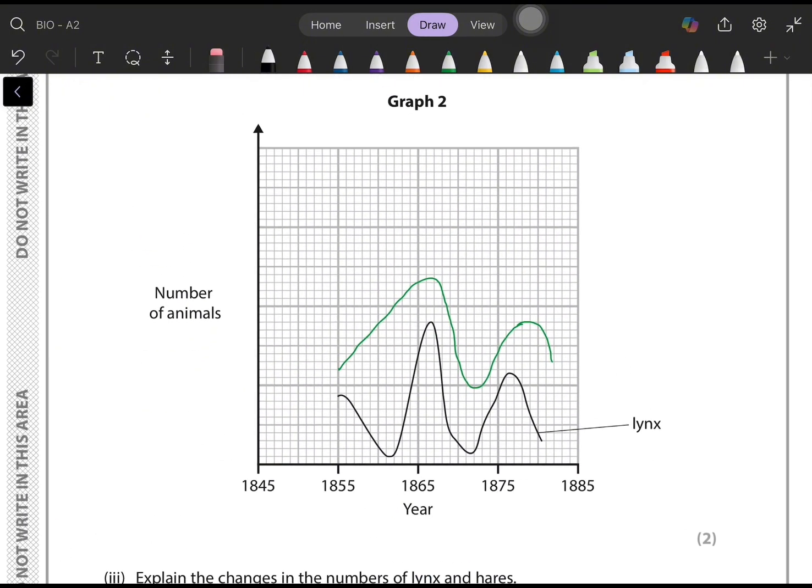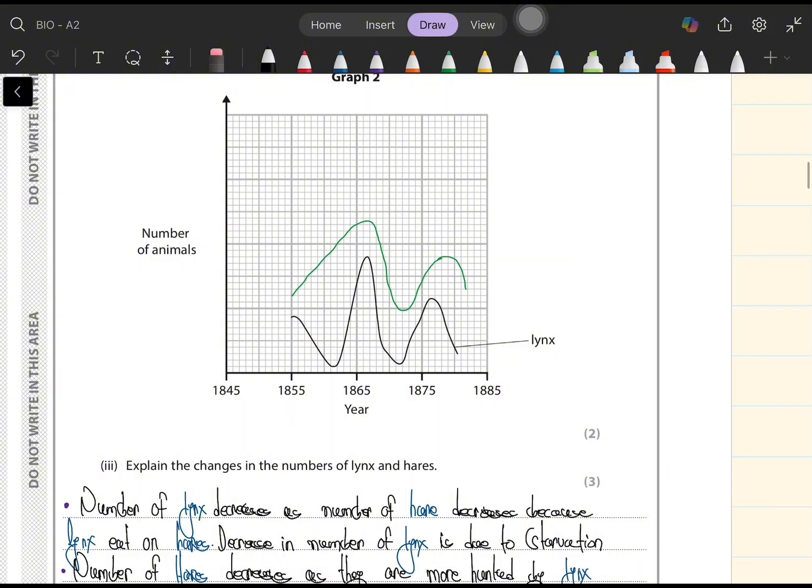Explain the change in the number of lynx and hares. So basically from here we can see that the number of lynx decreases as the number of hares decreases. We have to explain, and what do we mean by explain? It means that you have to justify, you have to provide an explanation. So we can say that the number of lynx decreases as the number of hares decreases. And why is that? This is because these lynx eat up these hares.